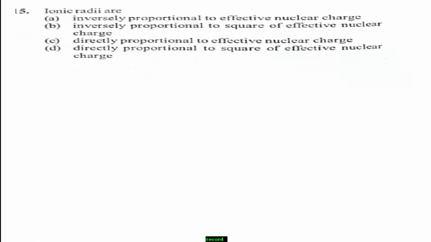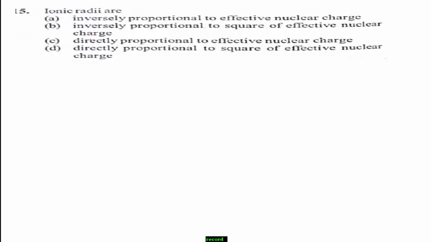Next, question number 15. Ionic radii are: option A, inversely proportional to the effective nuclear charge; option B, inversely proportional to the square of the effective nuclear charge; option C, directly proportional to the effective nuclear charge; option D, directly proportional to the square of the effective nuclear charge. What about ionic radii?